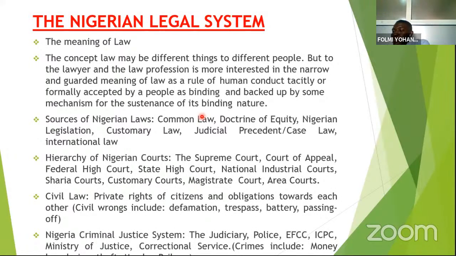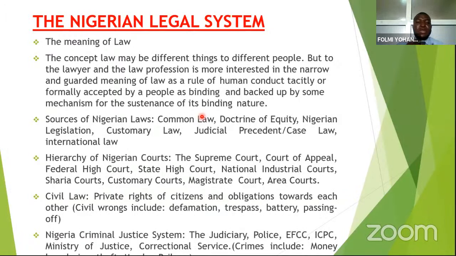system. When we talk of the Nigerian legal system, in this sense, we're talking about the totality of laws or legal rules and legal machinery which obtain within Nigeria as a sovereignty. We're talking about the totality of laws, legal rules, and legal machineries which are obtained in Nigeria. When we talk about legal rules, we're talking about the different laws that are obtainable in Nigeria.